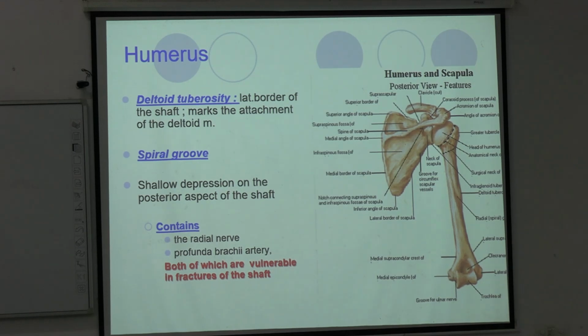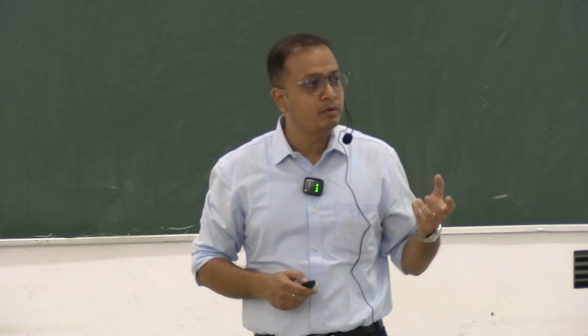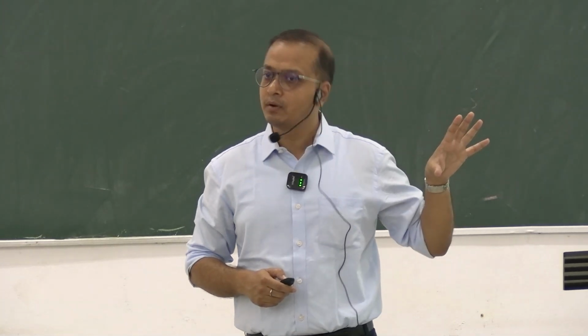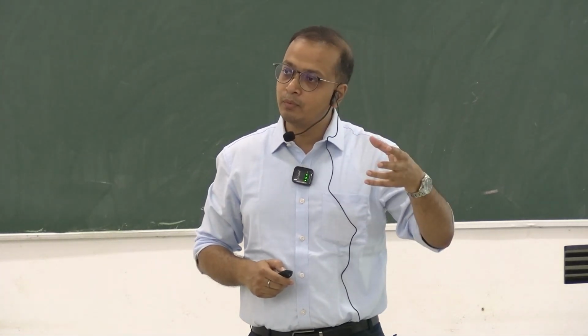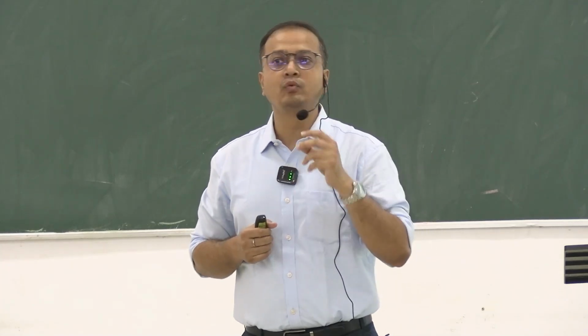Now on top of this spiral groove, we have a rough region which we call a tuberosity. That tuberosity goes by the name of a muscle. We call it the deltoid tuberosity, because the deltoid muscle, an important prominent muscle of the shoulder region, anchors to this region. So when you flip this bone to the posterior side, these are the two landmark regions. We will definitely ask about the spiral groove.